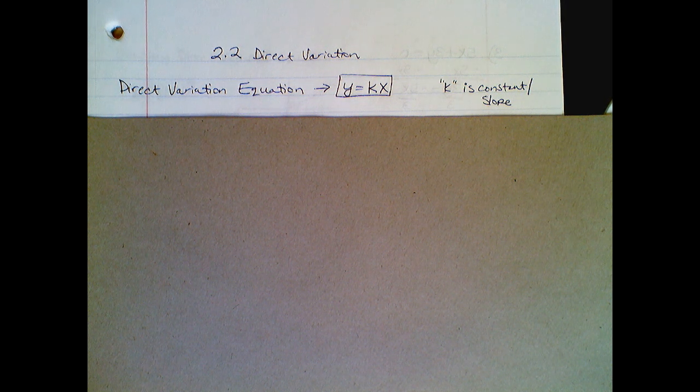All right, we're going to start section 2.2 today, which is direct variation. The equation that I would like for you to write down for direct variation is y equals k times x, where k is just the constant or the slope.